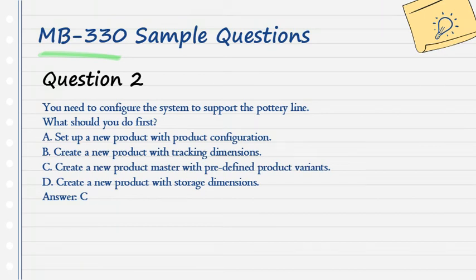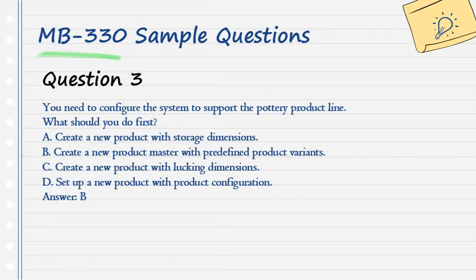Question 2. You need to configure the system to support the pottery line. What should you do first? A. Set up a new product with product configuration. B. Create a new product with tracking dimensions. C. Create a new product master with predefined product variants. D. Create a new product with storage dimensions. Answer: C.